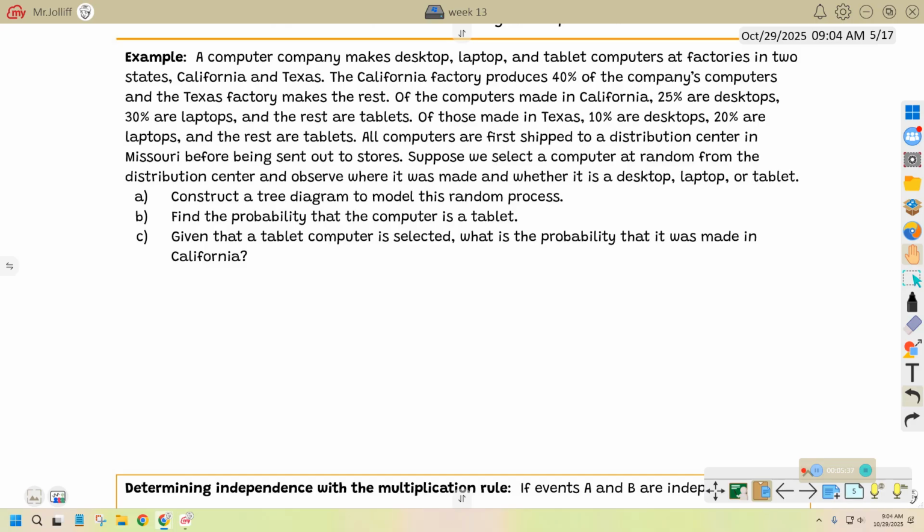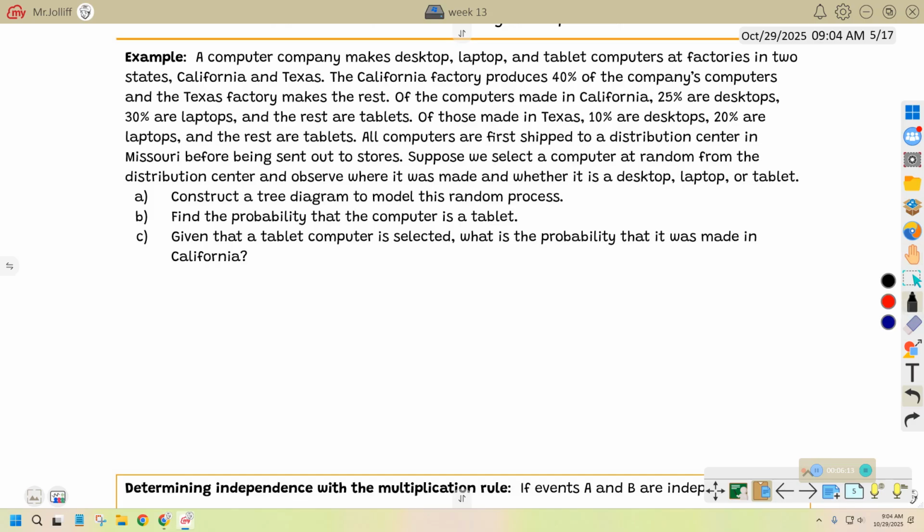All right, do I have a volunteer? Which branch do we do first, state or type of computer? State. Very good. Because we were told, we observed where it was made first and then what type of computer, but also the way they identified those probabilities indicates that that's the way we should do it. First, they told us the breakdown by state, and then in each state, they told us the breakdown by type of computer. And so if that's how they described it in words, that's how I should draw my tree.